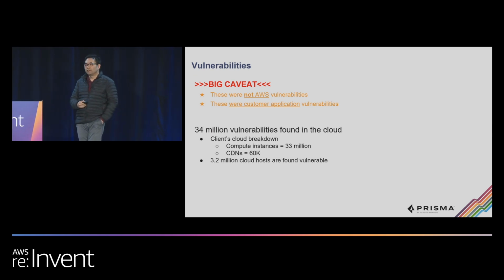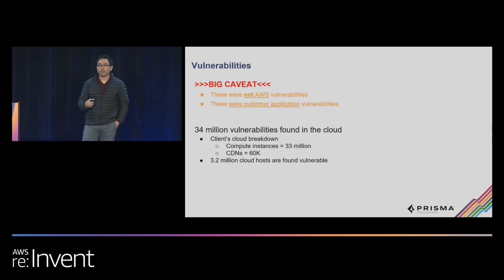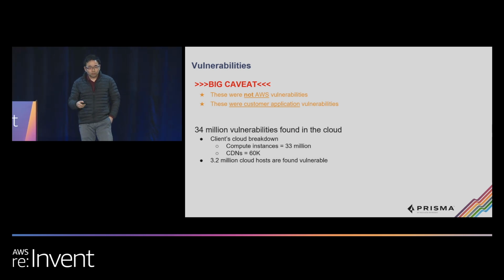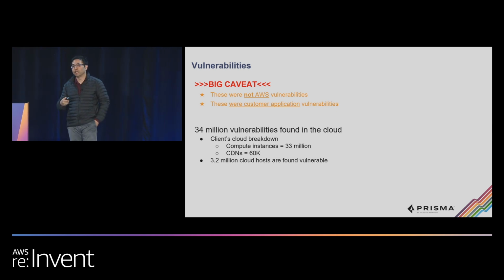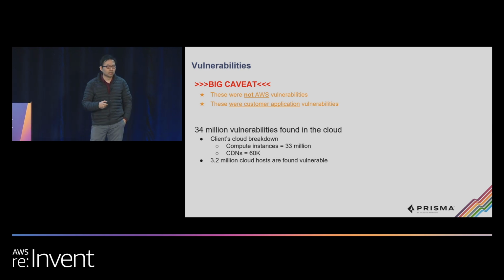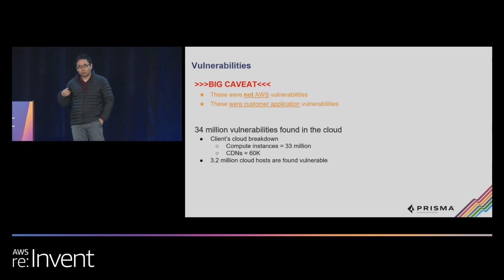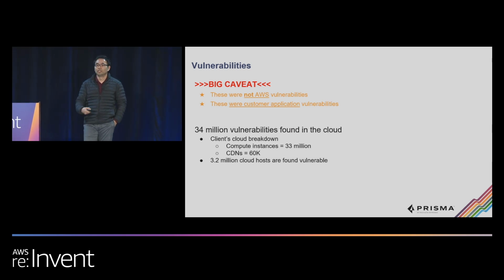We identified 34 million vulnerabilities across multiple major cloud service providers. And out of the 34 million vulnerabilities, 33 million come from cloud compute instances, such as AWS EC2 or Azure virtual machines. So this again indicates that most of the vulnerabilities come from the customer deployed applications, not from the cloud infrastructure.